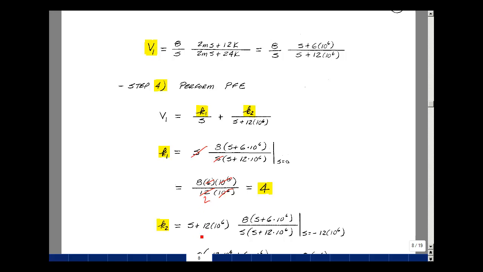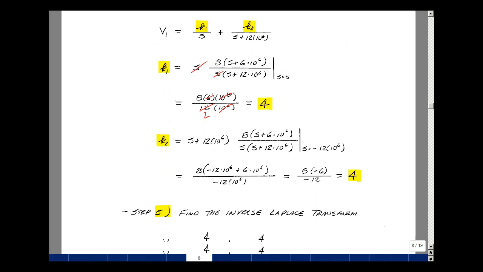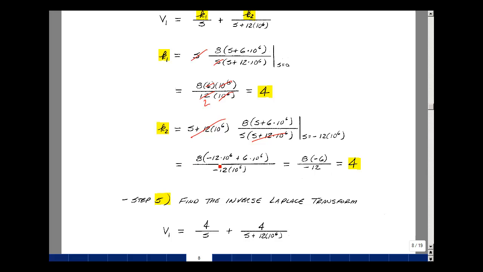Likewise, to find K2, we'll multiply by S plus 12 times 10 to the 6th and let S equal minus 12 times 10 to the 6th. Cancel. And so we've got 8 times minus 12 times 10 to the 6th plus 6 times 10 to the 6th divided by minus 12 times 10 to the 6th. Okay, the 10 to the 6th cancel. I have minus 12 plus 6, which is minus 6 over minus 12. Minus signs cancel. 12 divided by 6 is 2, and then I've got that divided into 8, which is 4. So I could write V1 then as 4 over S plus 4 over S plus 12 times 10 to the 6th. And now we can find the inverse Laplace transform.